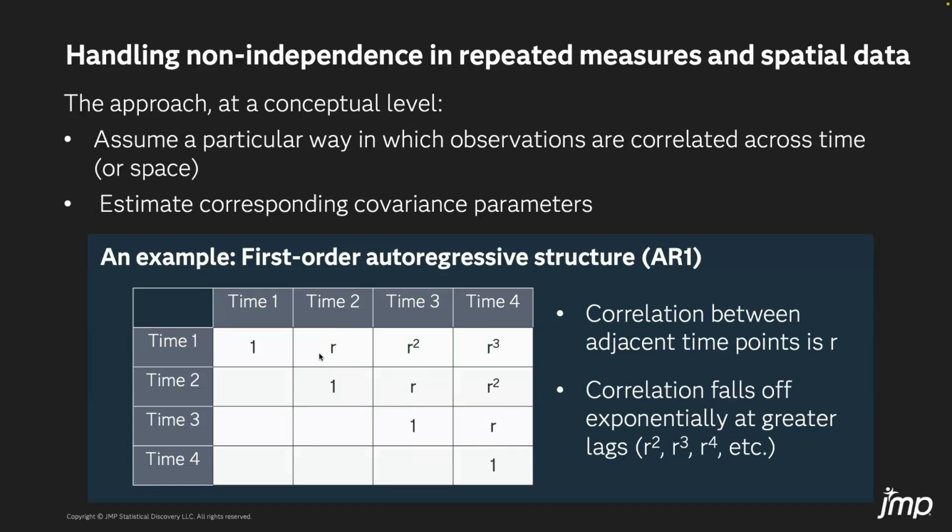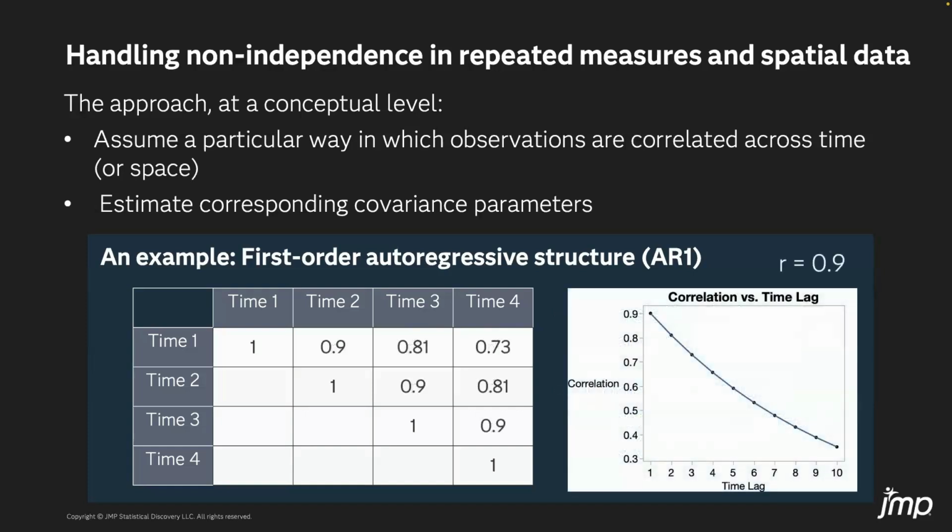Then when you get into greater gaps, you just start taking that to higher powers. So if you have a gap of size 2, so time 1 to time 3, well, that'll be R squared. And time 2 to time 4, that would be R squared. Once we get out to a time lag of 3, well, then that would be R cubed. What this amounts to is the correlation falling off exponentially at increasing time lags here.